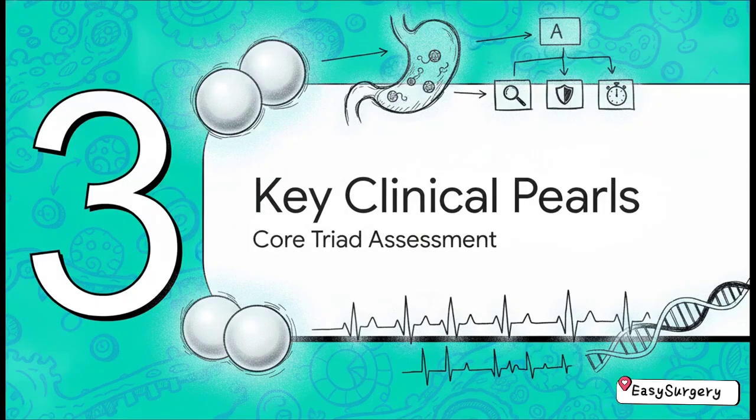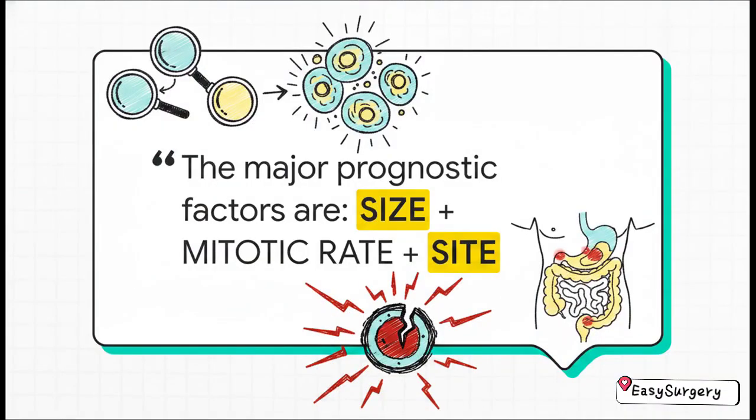All right, Section 3, Key Clinical Pearls. I want you to burn this core triad of GIST assessment into your memory right now: size, mitotic rate, and site. And this brilliantly illustrates the three major prognostic factors you have to know. If you can instantly recall those three, alongside the catastrophic risk of tumor rupture we talked about earlier, you've pretty much mastered the clinical foundations of assessing a GIST.